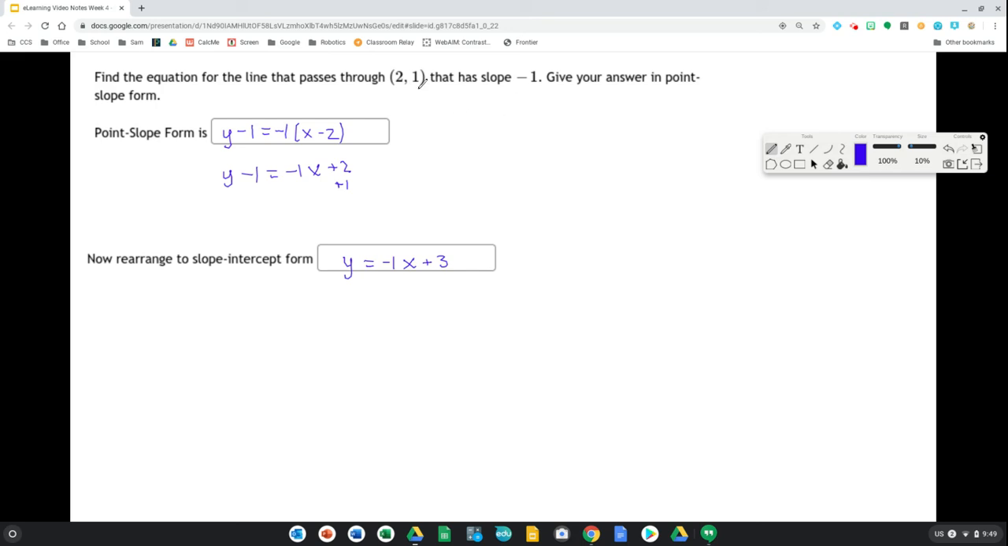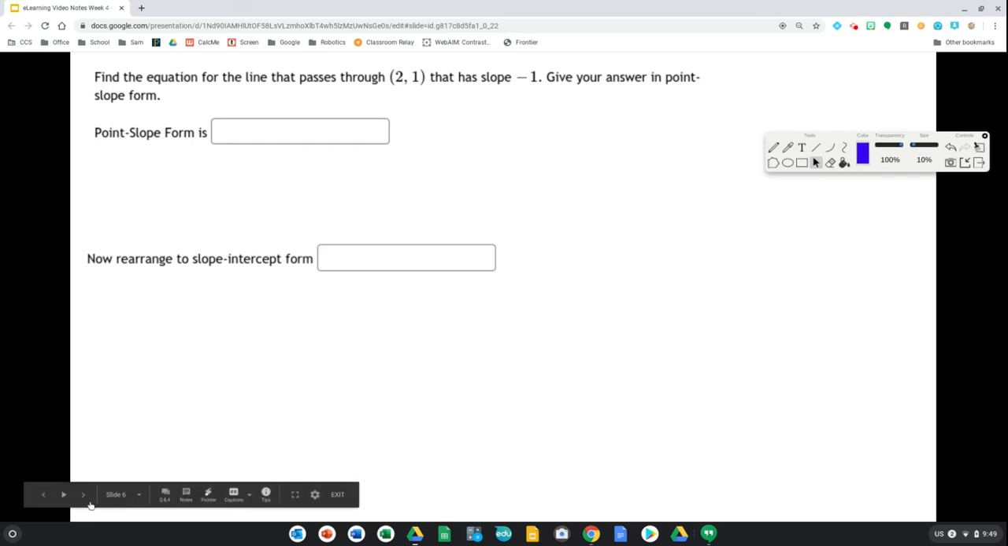All right, so that is what you are working on in your assignment today. You are going to take a point and a slope. You're going to rewrite it in point-slope form, and then rearrange it into slope-intercept form. So hopefully you get along with that without any problems.